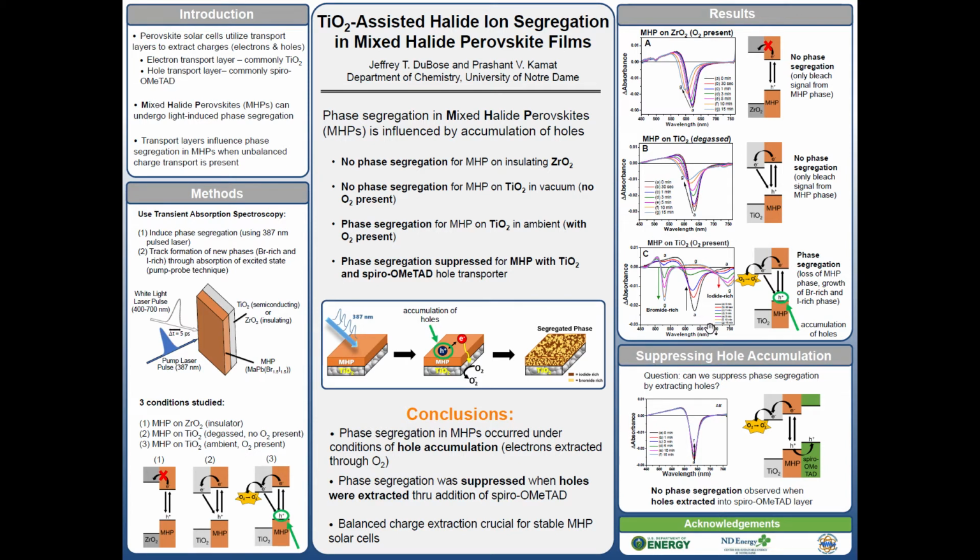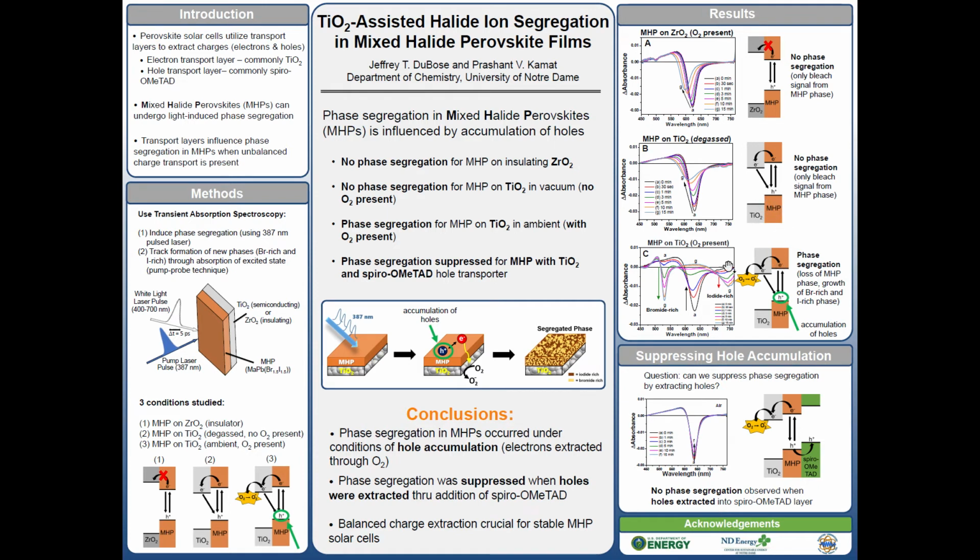So if we look back at our band alignment in each one of these cases, for the mixed halide perovskite on zirconia, because zirconia is such a wide band gap insulator, we don't have any electron transfer, so electrons and holes can just recombine within the mixed halide perovskite. When we have the mixed halide perovskite on TiO2 under degas conditions, we can't have electron transfer into TiO2, but it can just essentially recombine within the mixed halide perovskite since it has no other pathway available to it.